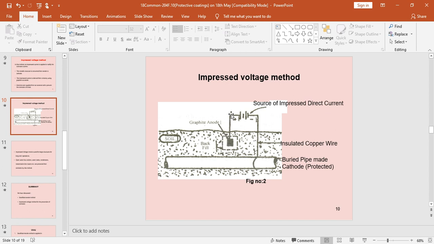How do this graphite anode and battery give reverse current? That means impressed voltage is reverse to corrosion current. By supplying this current, this anode is not acting as an anode, and this anode is converted into a cathode. After converting into a cathode, it is protected from corrosion. That's why it is called impressed voltage method. Right, note down this diagram. This is the graphite anode, the source of impressed direct current, insulated copper wire, and buried pipe made as a cathode.